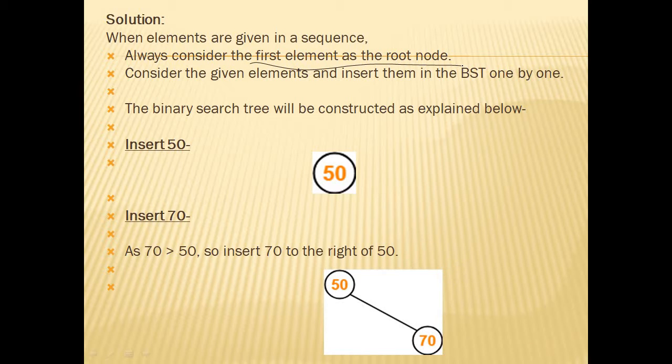The binary tree is constructed as explained below. Insert 50. The first element is 50, so we insert it and consider it as the root. The next element is 70. 50 is the root element, and we need to compare every value with 50. Here 70 is greater than 50, so we insert 70 to the right of 50.